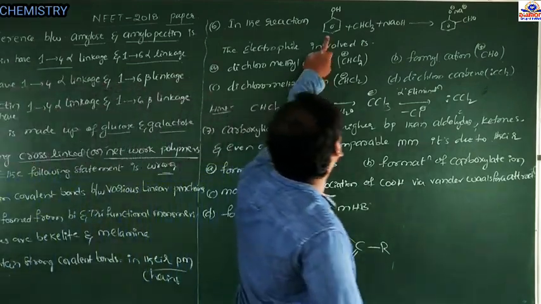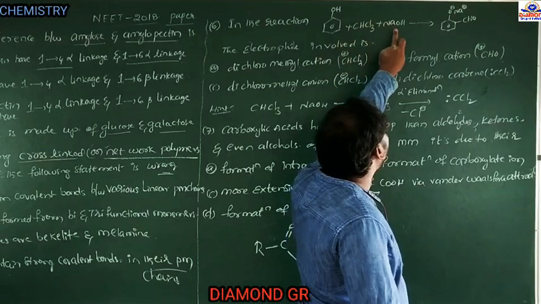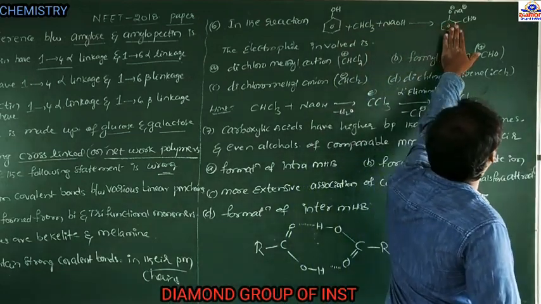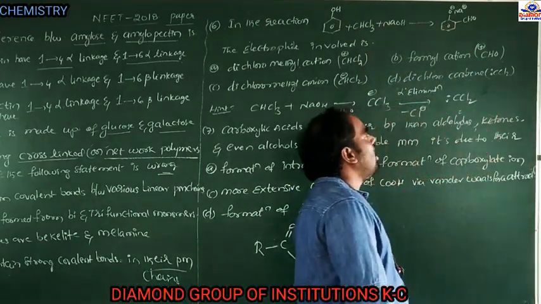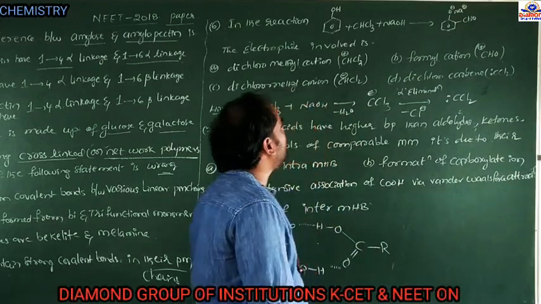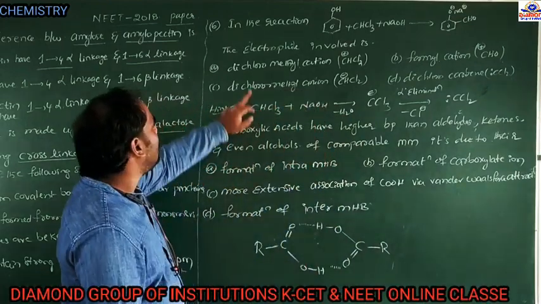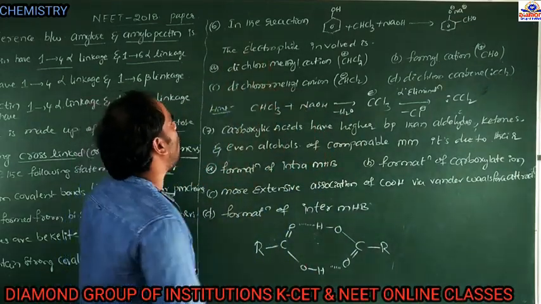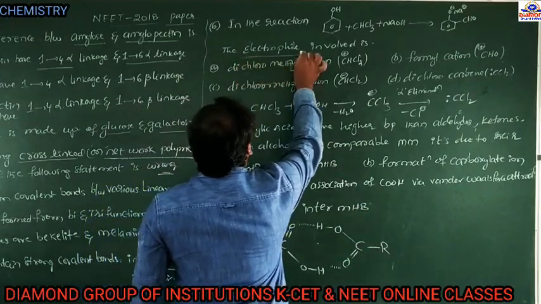Phenol reacts with chloroform and NaOH. It forms the product like this. So here the CHO group is substituted at the ortho position. That is the product. And in this reaction, what is the electrophile?